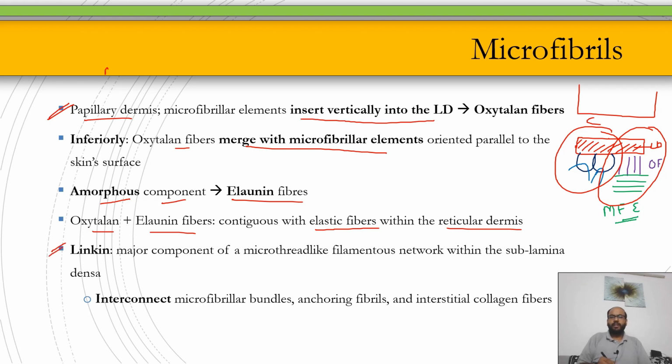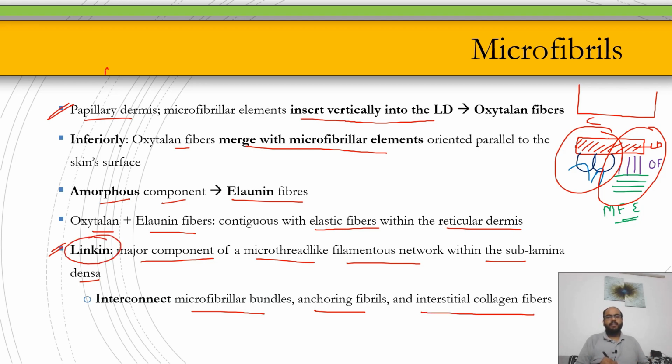Nidogen is just one molecule. It is a major component of the microthread-like filamentous network within the sublamina densa. It is responsible for interconnecting microfibrillar bundles, anchoring fibrils, and interstitial collagen fibers. Just remember that it is just one of the molecules to increase the structural integrity of the dermo-epidermal junction to provide more support. Just remember that. Okay, let's move forward.